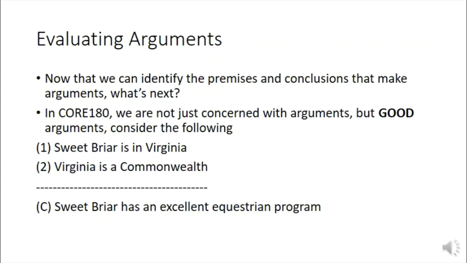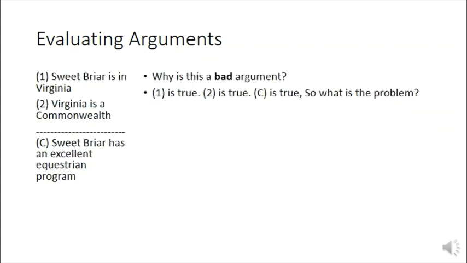Sweetbriar is in Virginia. Virginia is a commonwealth. Therefore, and this is what the person is trying to argue, therefore, Sweetbriar has an excellent equestrian program. So is this a good argument? And the answer is no. But why is it a bad argument, since everything here is true? Sweetbriar is in Virginia. Virginia is a commonwealth, and Sweetbriar does have an excellent equestrian program.